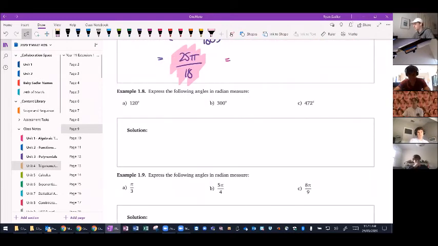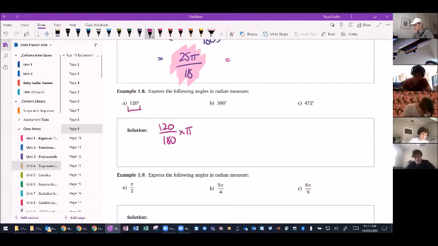For the next ones here, again, I would do the same deal. 120 is 120 out of 180 times pi, and then simplify the fraction. So you end up with 2/3 of pi, or 2 pi over 3.